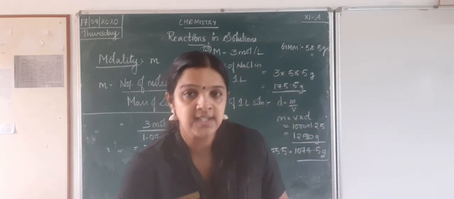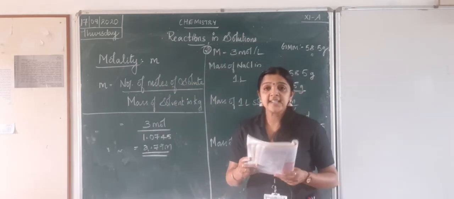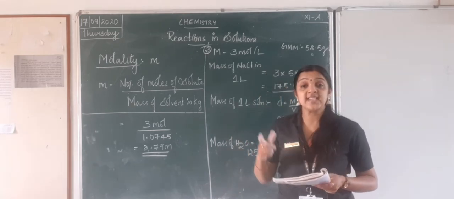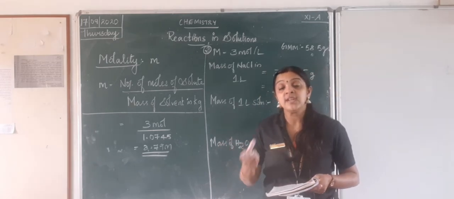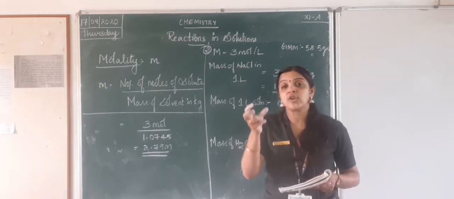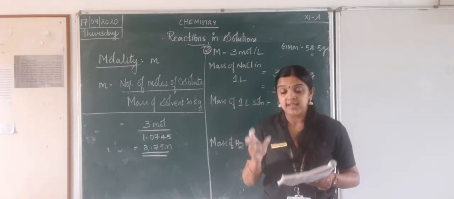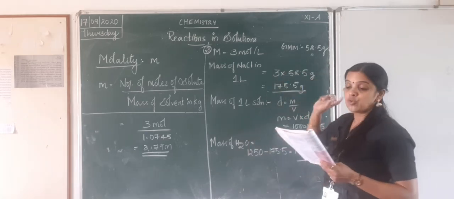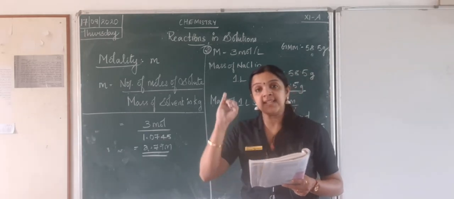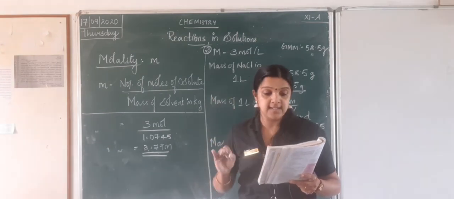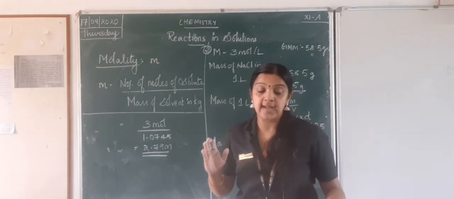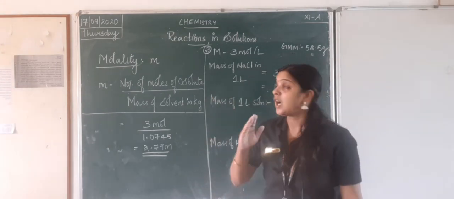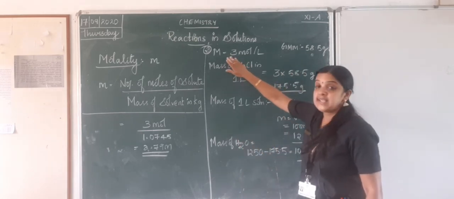Now what is the question given? The density of 3 molar solution. When I say 3 molar solution, we know 3 moles of solute is dissolved in 1 liter of the solution. So 3 M of sodium chloride is 1.25 grams per milliliter. Density is given, molarity is given. They are asking us to calculate the molality. How do we do?